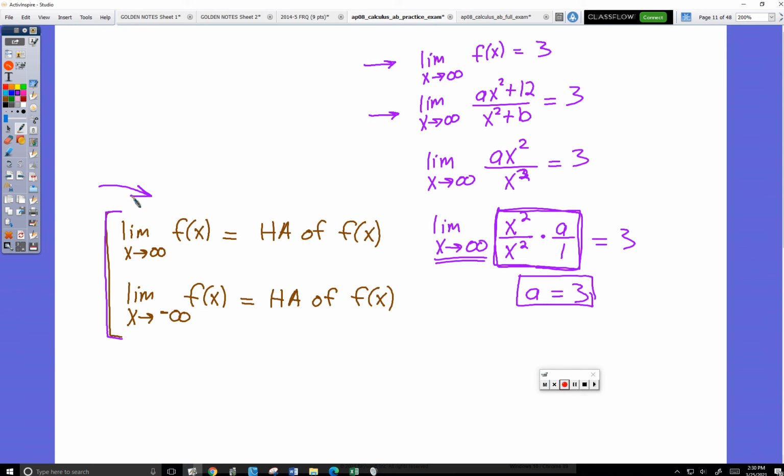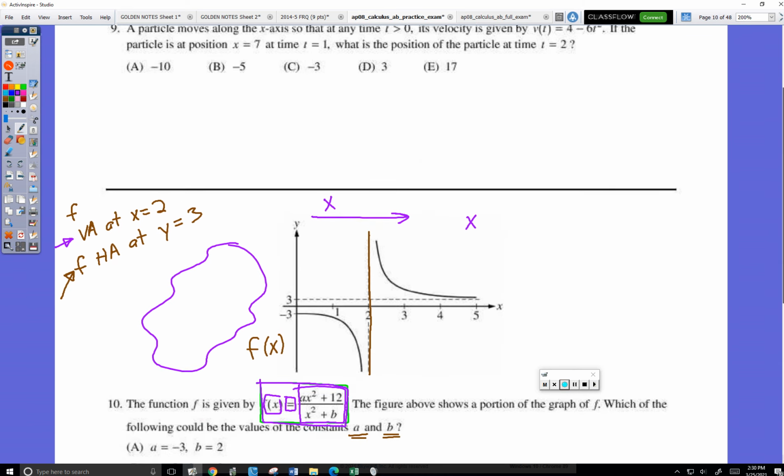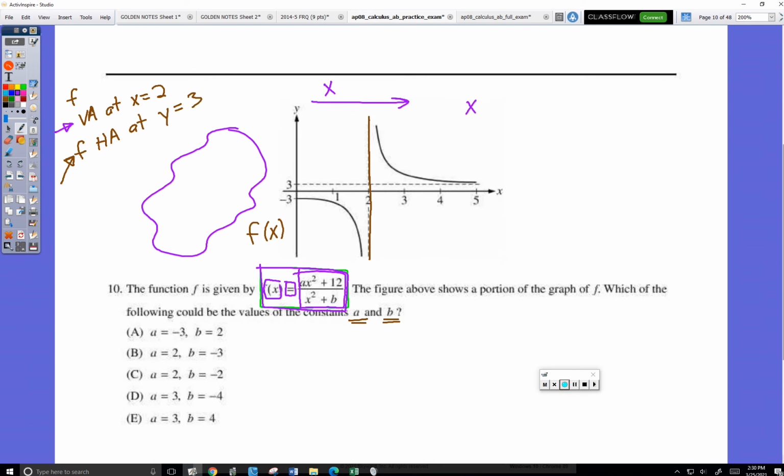Does that make sense? Yes. Cool. So we found a. We got to go back and find b. So I use the other clue right here. f has a vertical asymptote at x equals 2. Way back in September we learned, or we reviewed from a previous class, that means the following. That means that this function f, so we've got to write equations again.